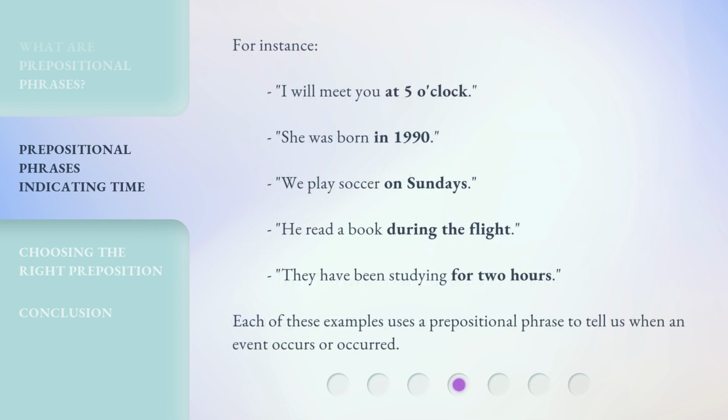For instance, "I will meet you at 5 o'clock. She was born in 1990. We play soccer on Sundays. He read a book during the flight. They have been studying for 2 hours." Each of these examples uses a prepositional phrase to tell us when an event occurs or occurred.